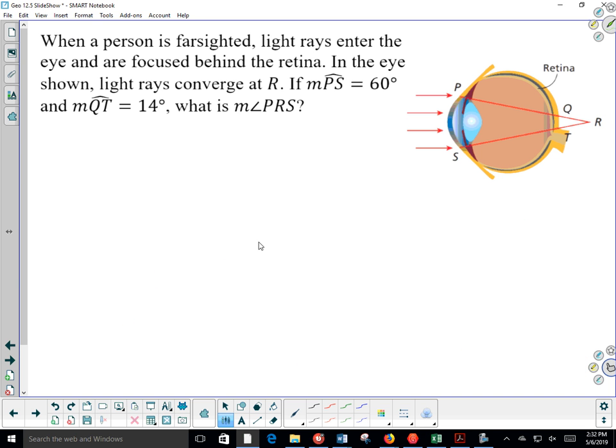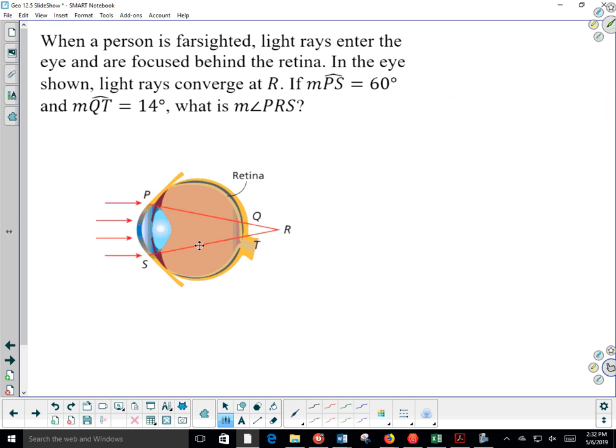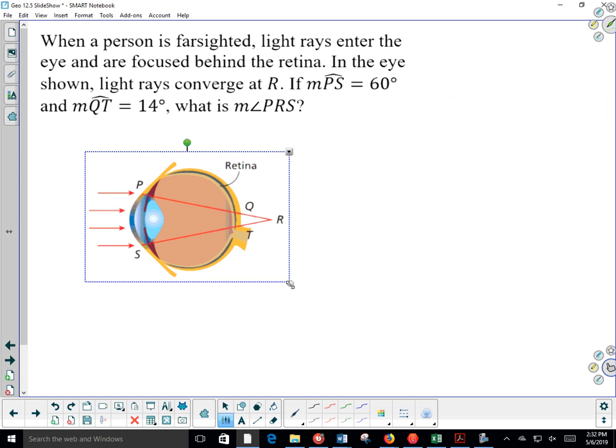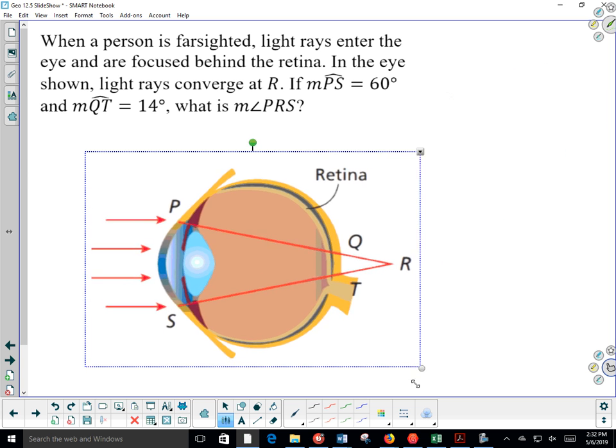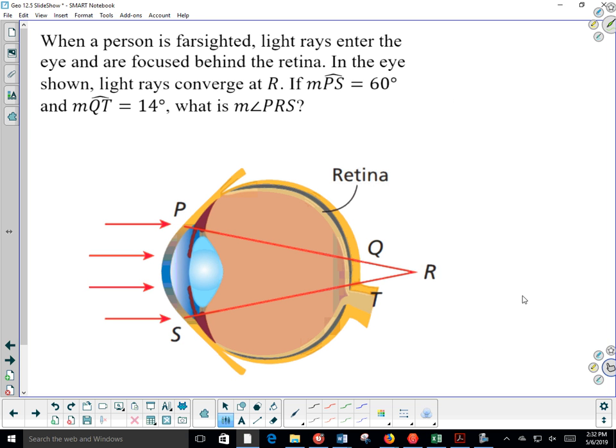All right, at this point, moving on. When a person is farsighted, light rays enter the eye and are focused behind the retina. So here's the eye. I'm looking out like this, right? Here's the retina, and then you've got the back of the eye. The light is coming through. If you're farsighted, then the focus point is actually behind your eye. And so in the eye shown, light rays converge at point R.